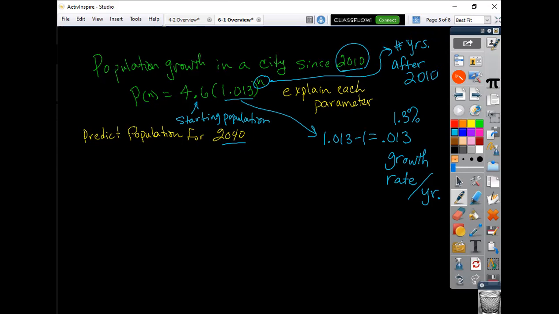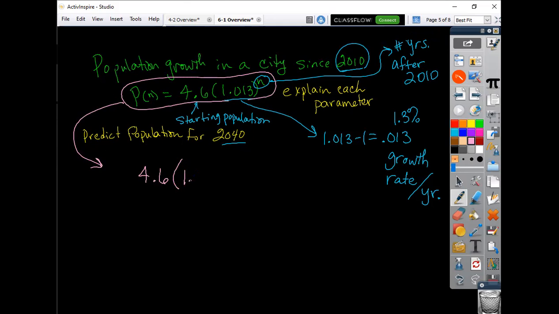So now they come down here and they say, well, what's the population then according to this model? So this is, you know, it's predicting into the future, you're basing it on the past. So using this model, we still have our 4.6 times 1 added on to our growth rate of 1.3%, 0.013, and then our exponent. So how many years is 2040 after 2010? And that'd be 30 years, right?